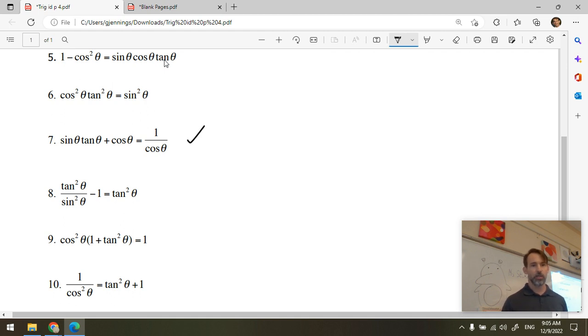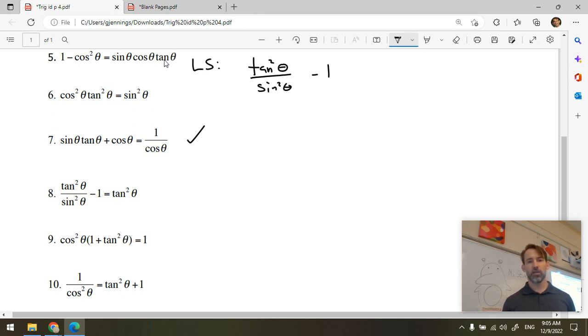So we just did this one. Let's try this one over here. We've got lots of space here, so let's do it here. Tan squared theta over sine squared theta minus 1. Let's start on the left side.